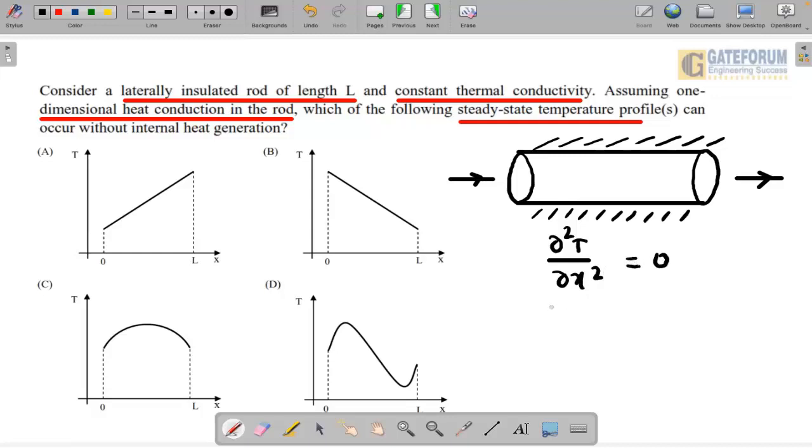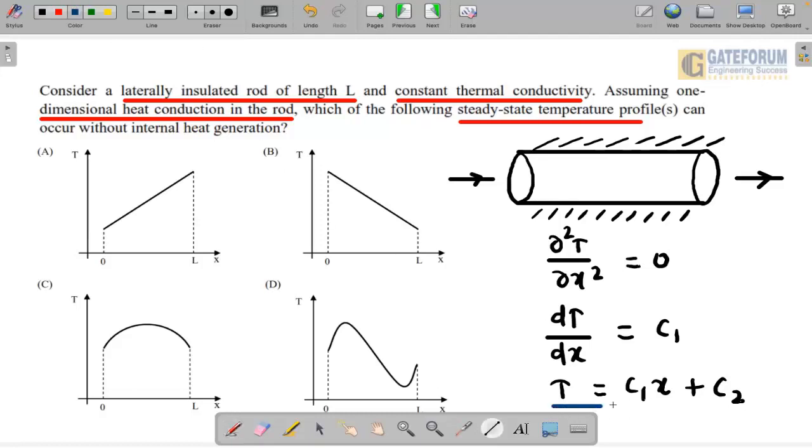If you do the integration, after integration dT by dx is equal to a constant, because the derivative of the constant is 0. So again, if you do integration, temperature is equal to C1x plus C2. This is the right answer. So therefore, it is a linear graph, Y is equal to mx plus c. Therefore, the right answer is A and B.